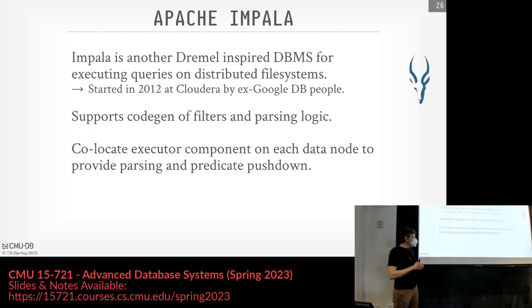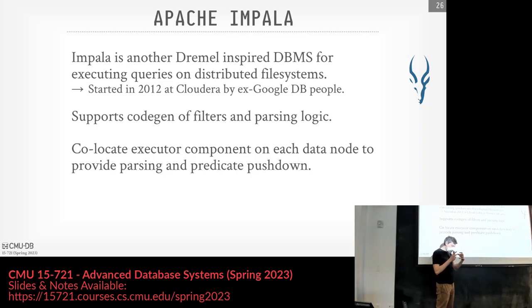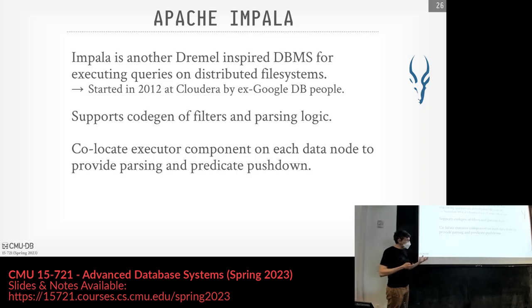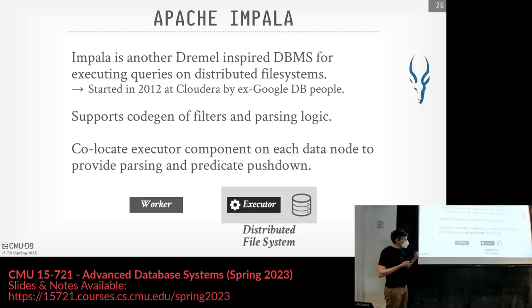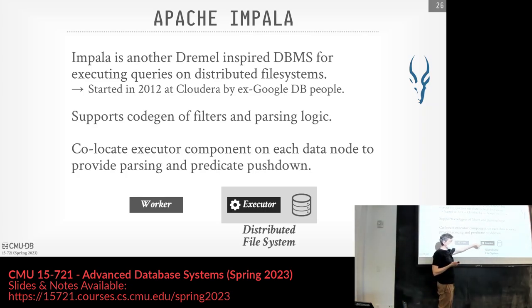So they do CodeGen at the executor node, which is embedded inside the data node. But they only do it for expression evaluation and parsing CSV files to speed things up. The way they got better performance, at least in the original version, is that they didn't treat the distributed file system as a black box. You would run a little program down here, I think it was C++, on the same node where the data was located, so that you can do predicate pushdown and filtering directly where the data is, rather than sending it over the network.